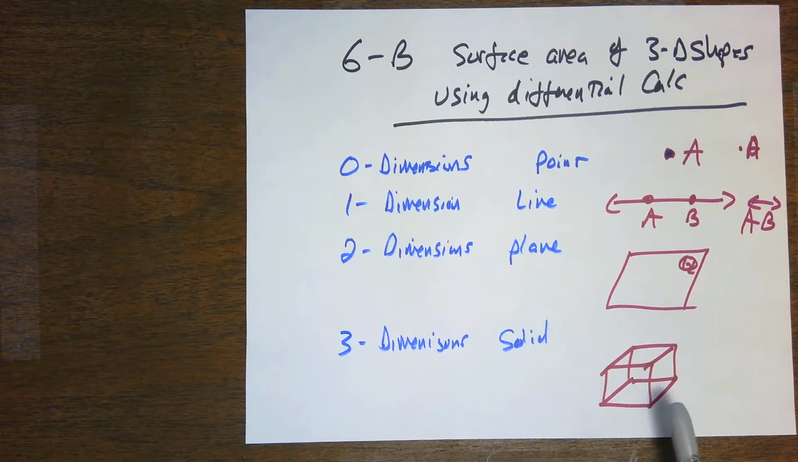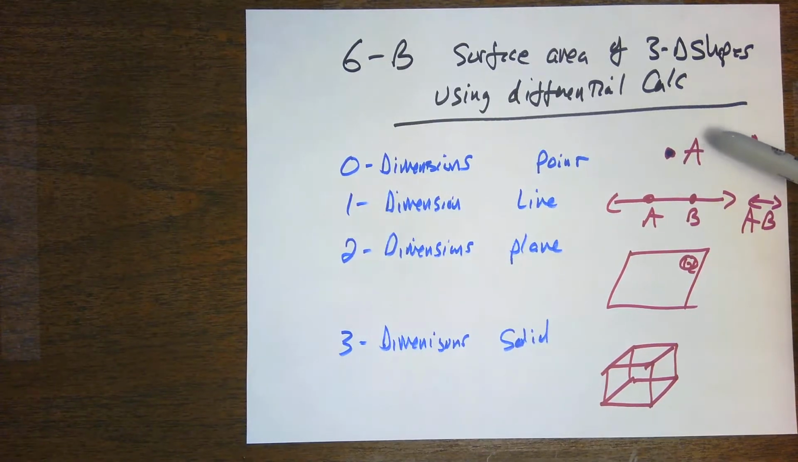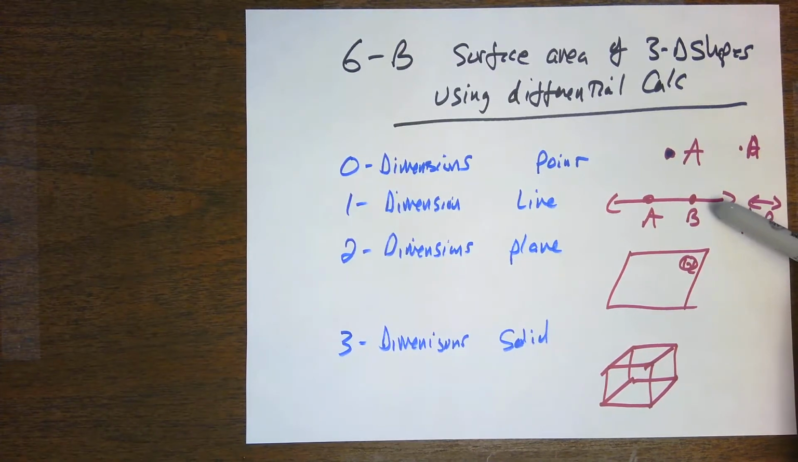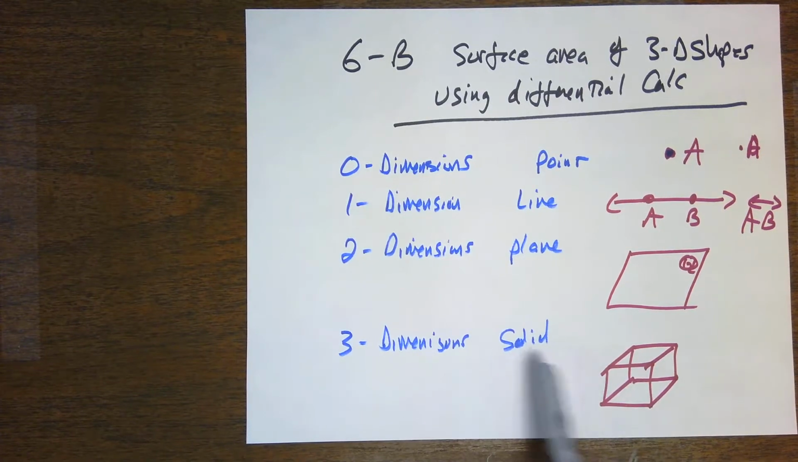3 dimensions are solids. Now, how many points exist? There's an infinite number of points. How many lines exist? An infinite number of lines. How many planes exist? An infinite number of planes. How many solids or spaces exist? Only 1. Doesn't seem right, does it? We live in 3 dimensions. We have length and width and breadth, and it's called space. The solid is an example of a figure that has 3 dimensions.